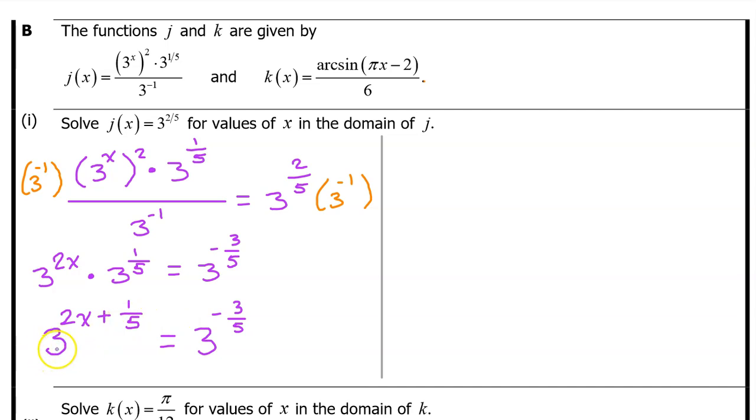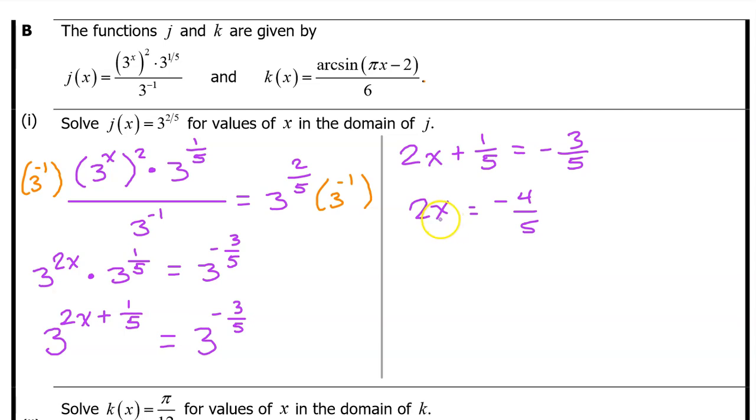At this point, both sides of the equation have the same base. Therefore, the only way these expressions will be equal is if the exponents are also equal. So 2x plus 1/5 must equal negative 3/5. Let's get the 2x by itself by subtracting 1/5 from both sides. Negative 3/5 minus 1/5 is negative 4/5.